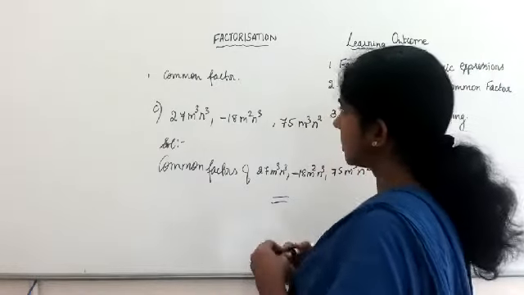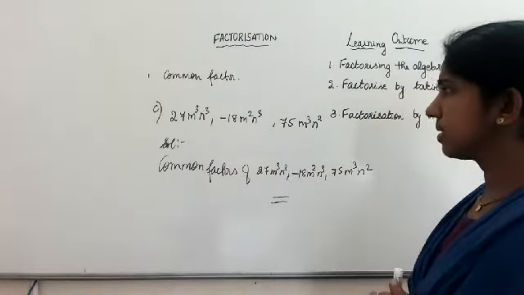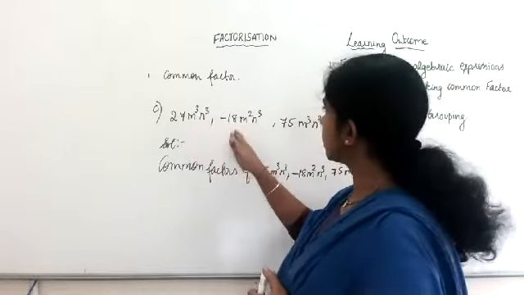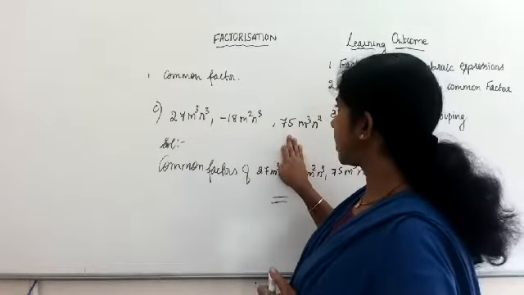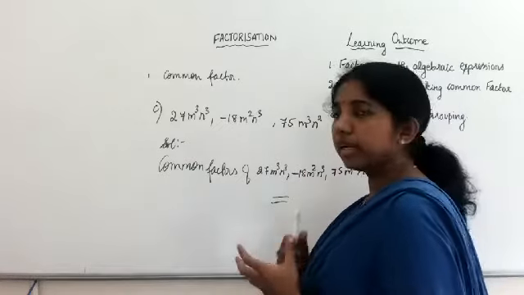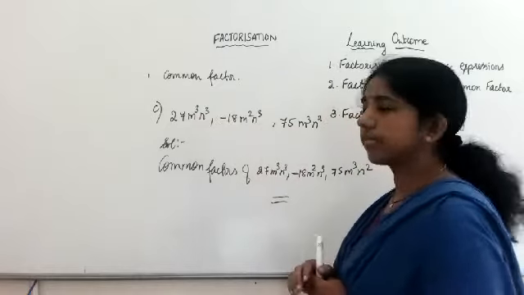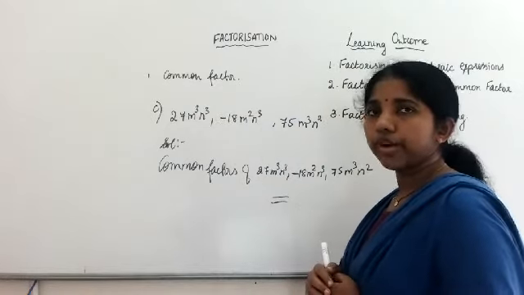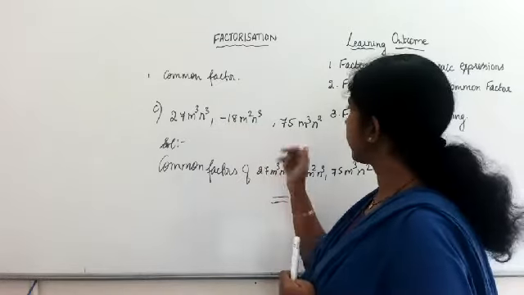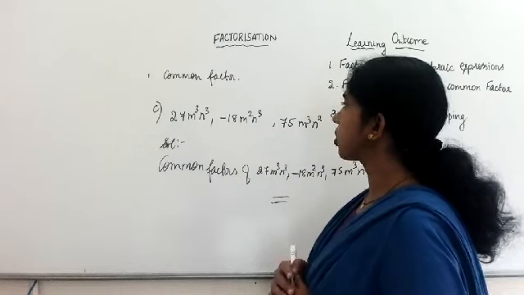So now we can see that 27, minus 18, 75. These are the numbers. You can see this comes in 3's table, this is there in 3's table, this also is divisible by 3. Yes. Now how to do it? Which is the common factor between 27, minus 18 and 75? So how to find out? You have to find the HCF, the highest common factor here. So what will be the highest common factor here?